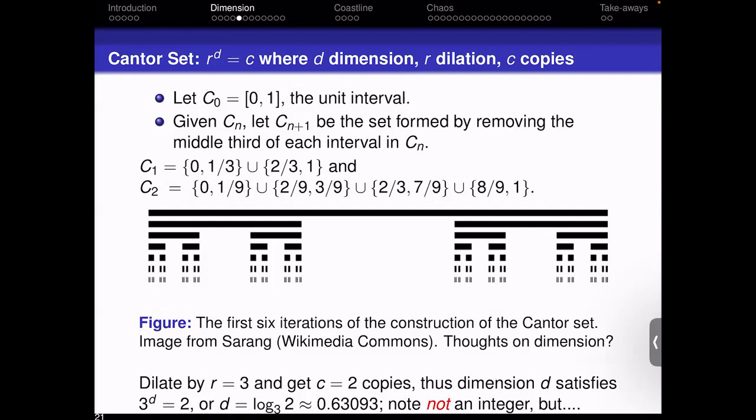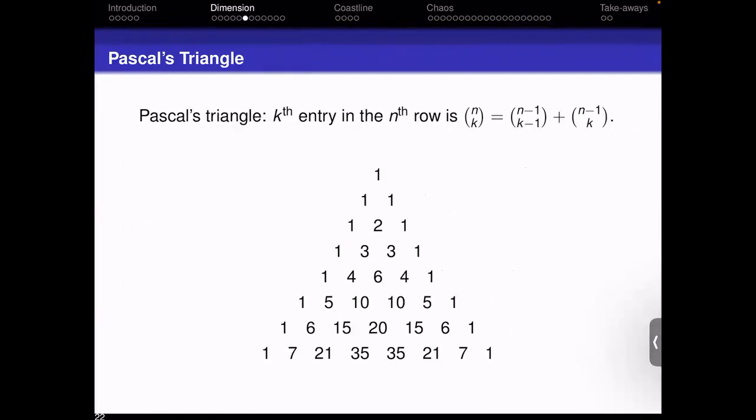And so you get about 0.63, which is the log of 2 base 3. It's not an integer, and it is between 0 and 1. So when I dilated by a factor of 3, I got 2 copies.